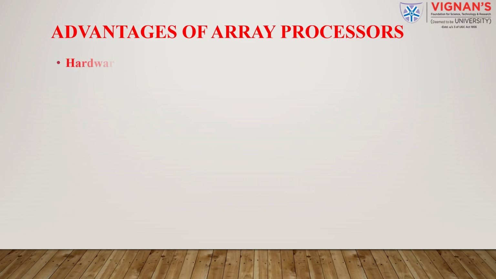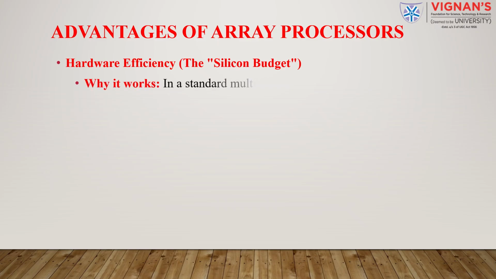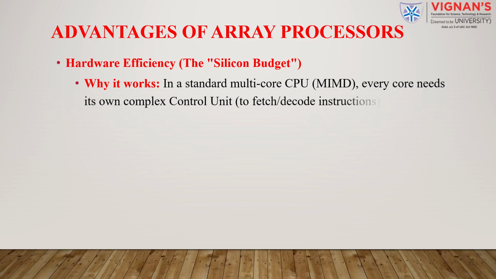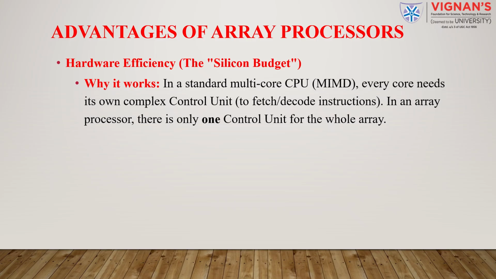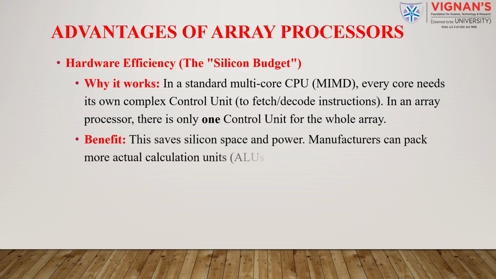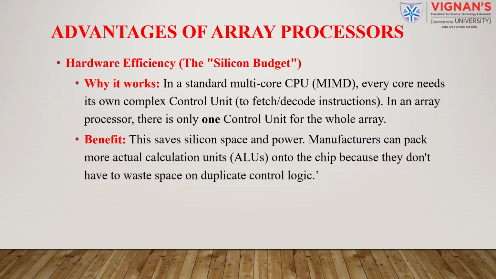The second advantage is hardware efficiency, also known as the silicon budget. In a standard multi-core CPU, MIMD, every single core needs its own complex control unit to fetch and decode instructions. That takes up a lot of physical space on the chip. In an array processor, there is only one control unit for the entire array. This saves silicon space and power. Manufacturers can pack more actual calculation units, ALUs, onto the chip because they don't have to waste space on duplicate control logic.